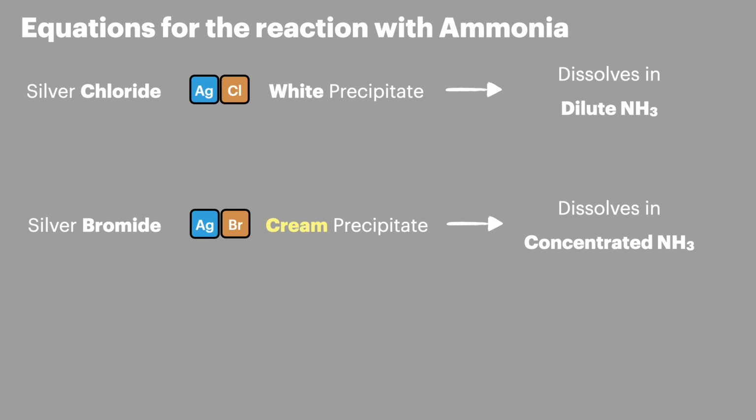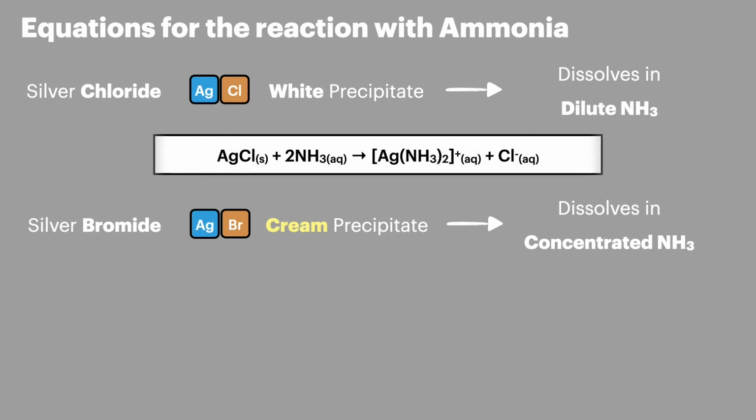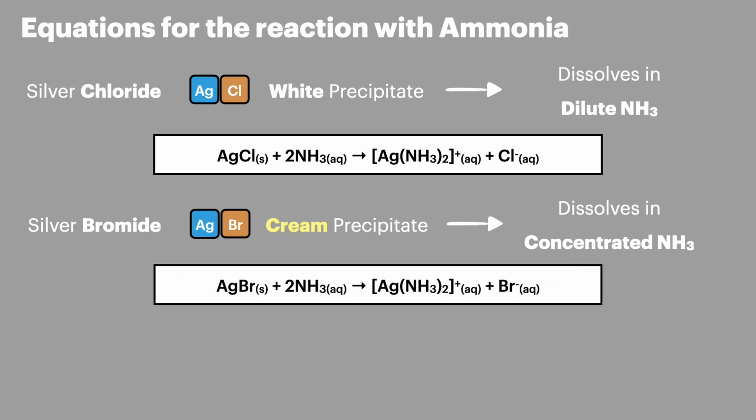It is sometimes useful to also remember the equations for the reaction with the ammonia. Again, these both follow a similar pattern, so it's just a case of swapping the bromide and the chloride ions around, depending on which one you want to represent.